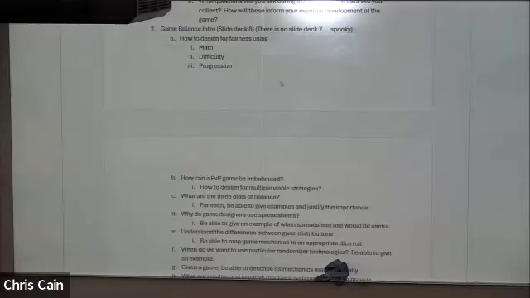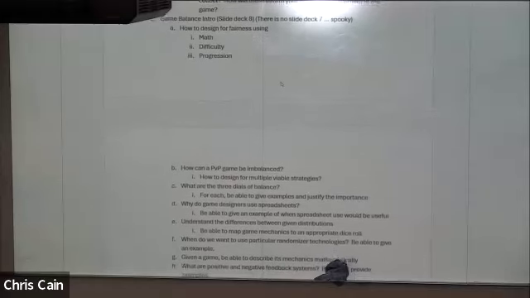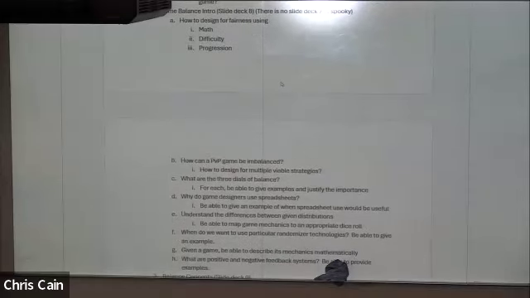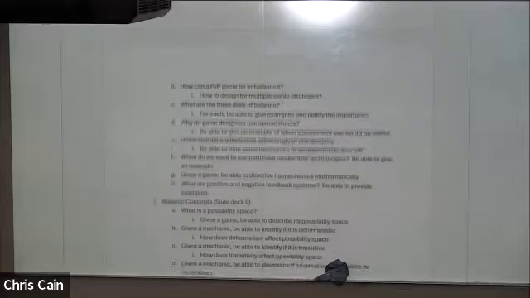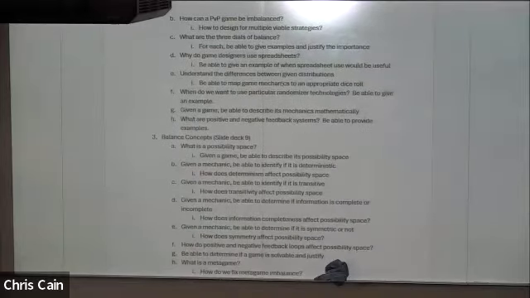We had the game balance intro, so designing for fairness using math and difficulty progression. We talked about PvP game balance a little bit. So how do you design so that players can utilize multiple viable strategies to win a game? We talked about 3 dials of balance.